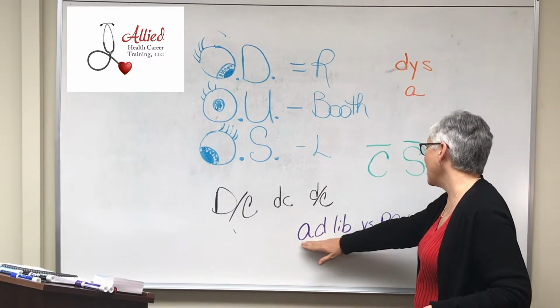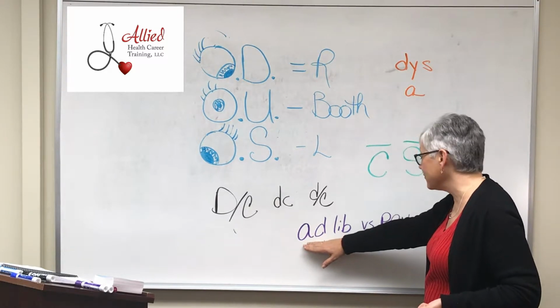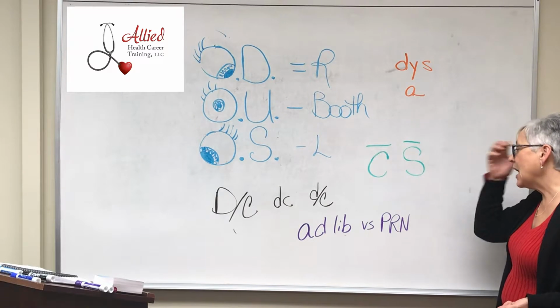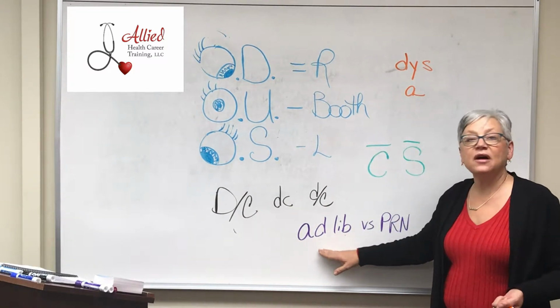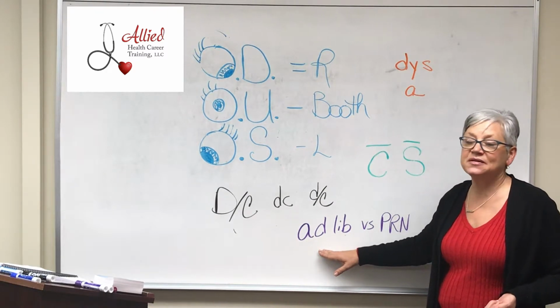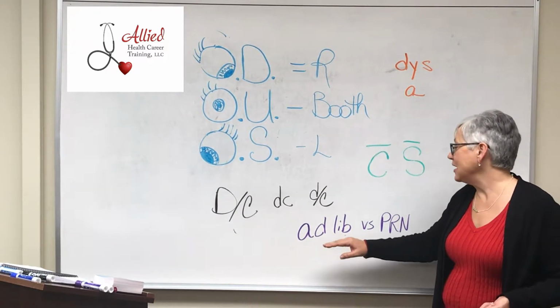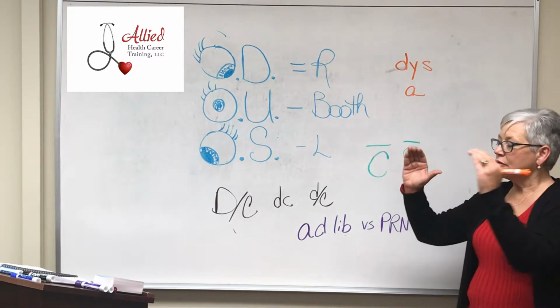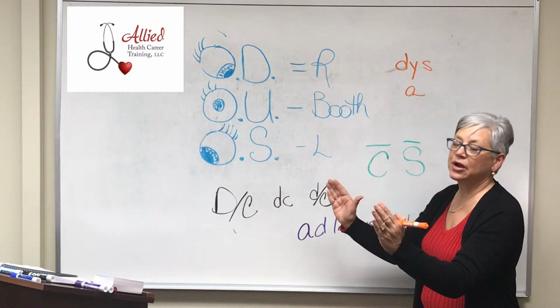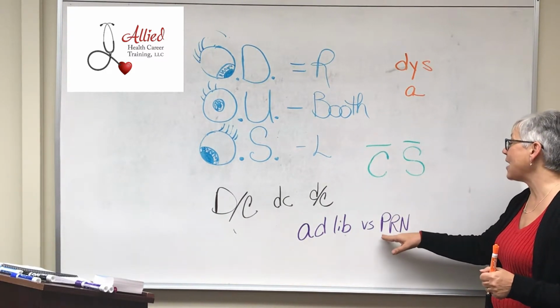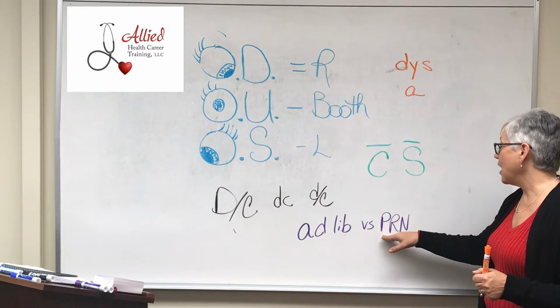Here's another one that I just want to point out the difference. So ad lib versus PRN. Ad lib, so if you have a doctor's order and it says something like may have cough drops at bedside ad lib, that means that they can have them whenever they want. There's no parameters, there's no barriers. It's ad lib. Now, PRN has boundaries, it has rules.